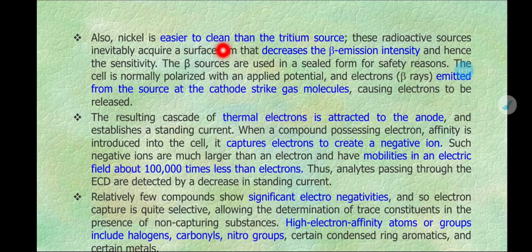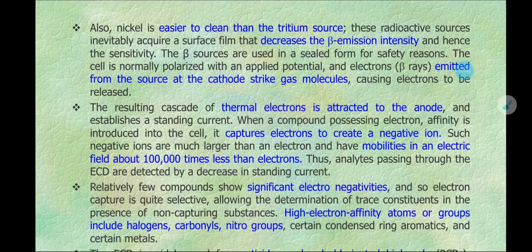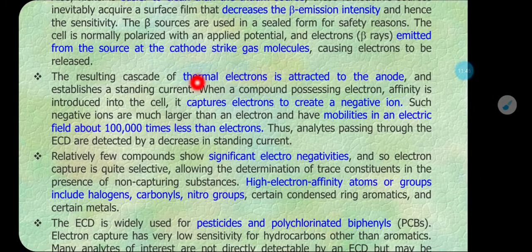Nickel is easier to clean than titanium. These radioactive sources inevitably acquire a surface film, which decreases the beta emission or electron emission, and hence the sensitivity. The beta sources are used in sealed safety regions. The cell is normally polarized with an applied potential. Electrons, that means beta rays emitted from the source at the cathode, strike the gas molecules, causing electrons to be released. So beta ray means electron. The resulting cascade of thermal electrons is attracted towards the anode, establishing a standing current.